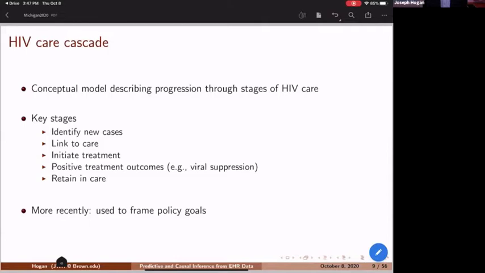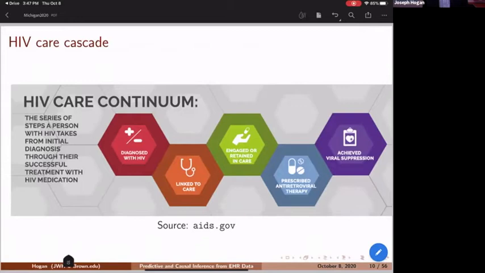So this is a picture of the HIV care continuum that I downloaded from AIDS.gov, and it's a picture of what I just described to you. But the interesting thing, if you look at this through the eyes of a statistician, what I saw here was a multi-stage model, a compartmental model where people pass in and out of these compartments in a longitudinal fashion. You get diagnosed, you get linked to care, you stay in care, you get your therapy, and so forth. So there are basically these stages you pass through.